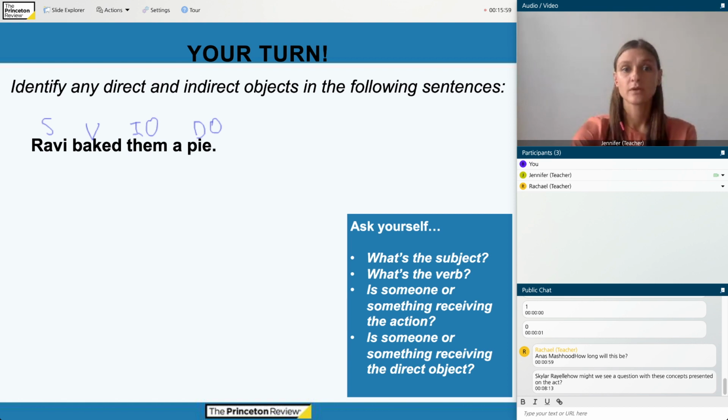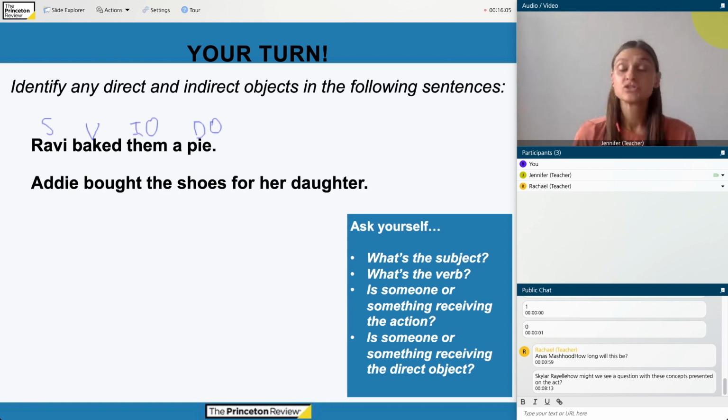All right, let's take a look at another one. Addie bought shoes for her daughter. You can go through the questions again here. What's your subject? Who is doing the action?